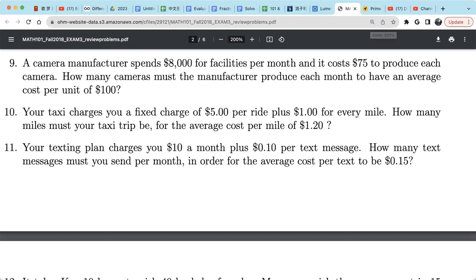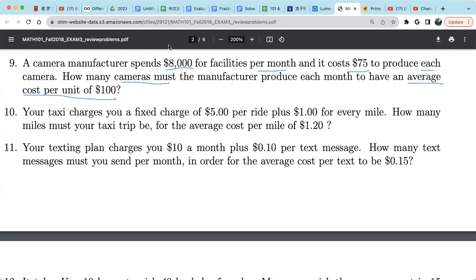Okay, let's start with 9. So the given condition is $8,000 to spend per month, and it costs $75 to produce each camera. The question is asking how many cameras must be made each month to have an average cost per unit of $100.